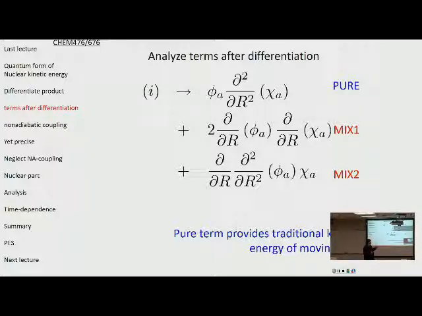And then there are mixtures. So this one is the response of the electronic wave function to a change in position times momentum. This is sometimes kept, and this is very exotic. There should be only one second derivative, and that is dropped almost always.